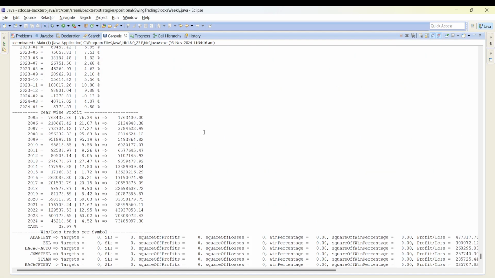See, this has improved the result. Almost 24% CAGR. That is, the 10 lakh in 2005 has become 7.5 crore in 2024. This is really good, and you don't need to spend much time in the market. The only thing you have to spend is 15 to 30 minutes at the end of every week to identify the stocks based on the strategy I have explained.